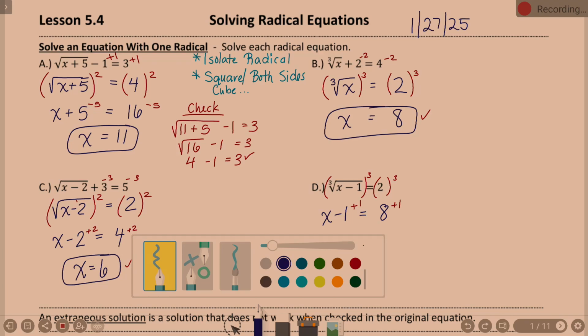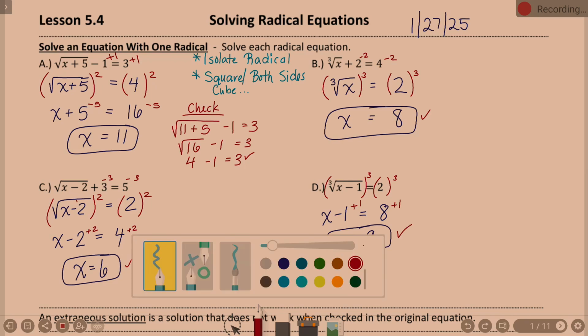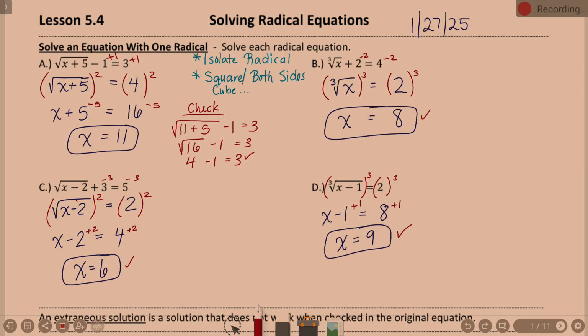And if x minus 1 equals 8, then what do we know? Add 1 and x is 9. Okay, does it check? 9 minus 1 is 8. The cube root of 8 is 2. And that checks, okay? Those are easy to do a mental check, aren't they? That's why I'm all for it if mental check is good enough for you, okay?